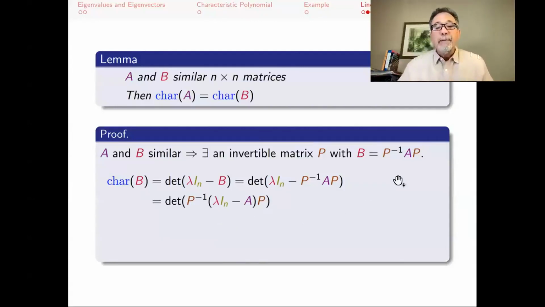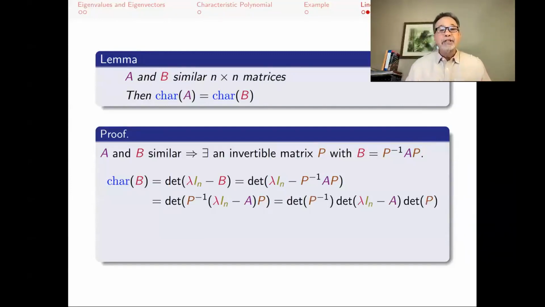So this works. But now we use one of the properties of determinants that we know: the determinant of the product is the product of the determinants. So the determinant of A times B times C is determinant of A times determinant of B times determinant of C. And therefore, I can write this as determinant of P inverse times the determinant of lambda I minus A times determinant of P.